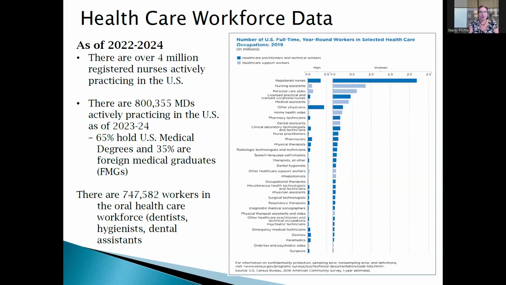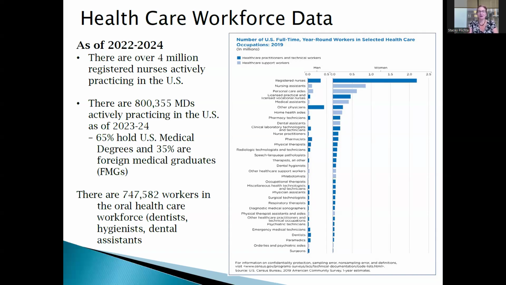So, who are these workers? The single largest group of workers in the United States are registered nurses, and there are 4 million actively practicing. There are 800,355 physicians who are actively practicing in the United States. There's about 900,000 physicians in the United States, but they don't all practice medicine. So it's important to look at the ones who are actually providing patient care.